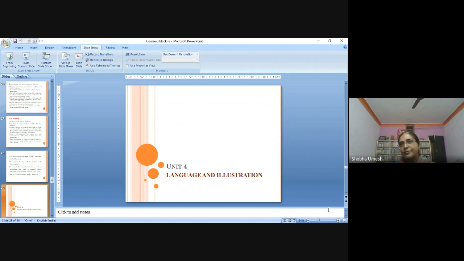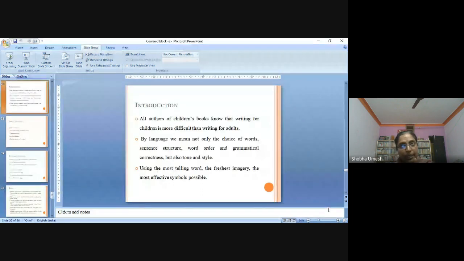See, the last part of this unit is language and illustration. Language plays a very important role in communication. Why is language important? Without language, we can't communicate. Though we communicate through signals, signs, and pictography, communication plays a very important role. Without communication, we can't completely pass on a message. So what is important is language.